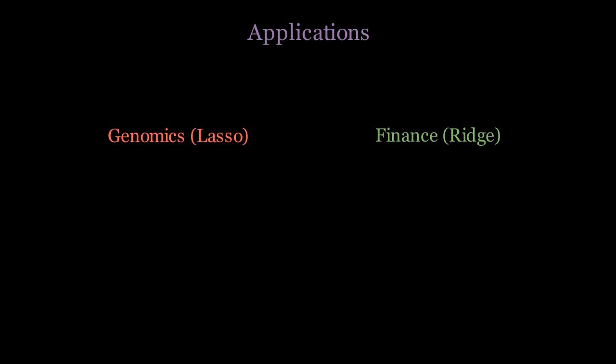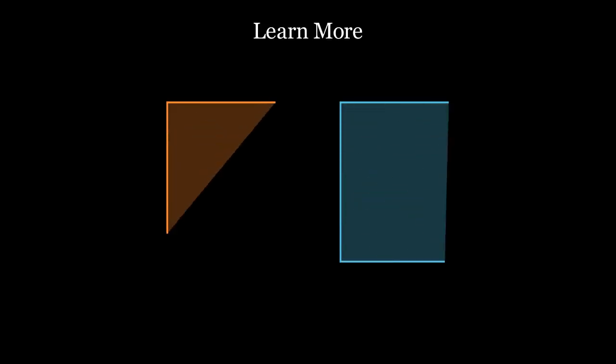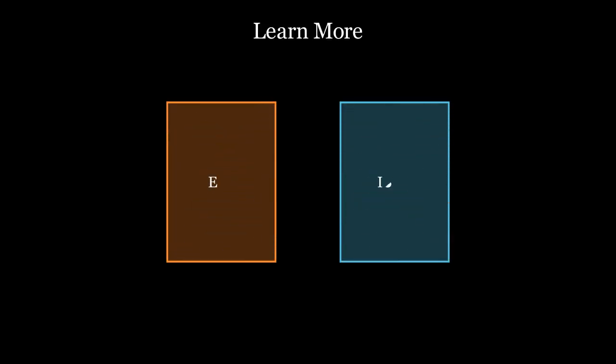To master these concepts, I highly recommend The Elements of Statistical Learning by Hastie, Tibshirani, and Friedman, and An Introduction to Statistical Learning, ISLR. These are the Bibles of modern predictive modeling. Thank you for joining this journey from statistics to machine learning.